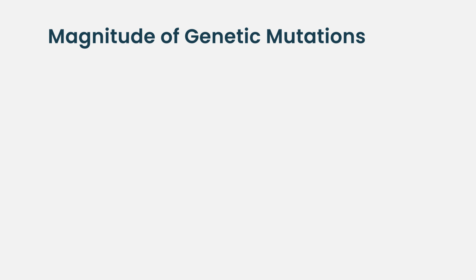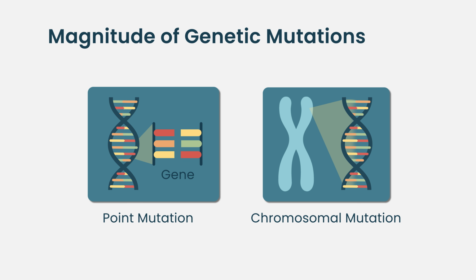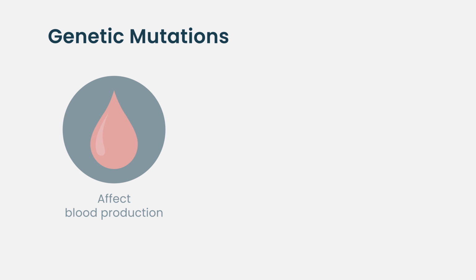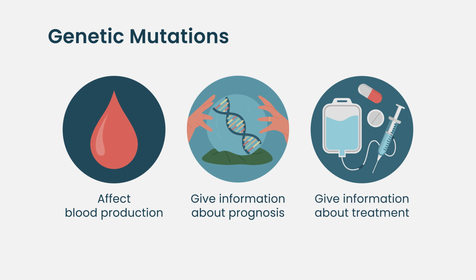They come in a range of magnitudes, essentially. You can have a very small base substitution in a gene that results in a point mutation in a protein. Or you can have these great big chromosomal changes that occur in MDS patients. These mutations, these genetic alterations, affect blood cell production. They can give us information about prognosis for patients and potential treatment for patients.